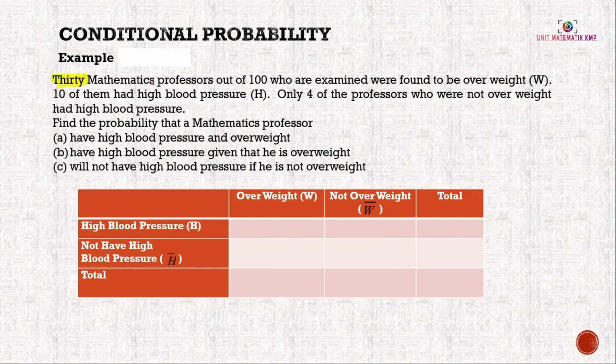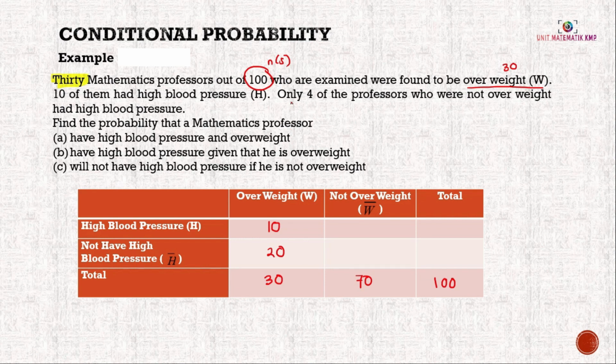Okay, so 30 mathematics professor out of 100. So this is the total of sample space. So 100 is our total. And 30 mathematics professor who are examined were found to be overweight. So 30 is overweight. So bahagian overweight total is 30. So kita boleh dapat kat sini bahagian not overweight, which is 70. Okay, next, 10 of them had high blood pressure. So yang overweight tadi, 10 of them has high blood pressure. So dekat bahagian sini, so 10. So sini kita akan dapat 20.